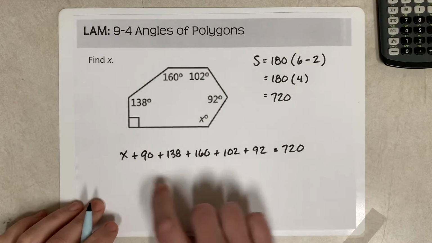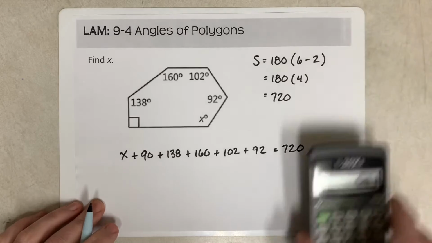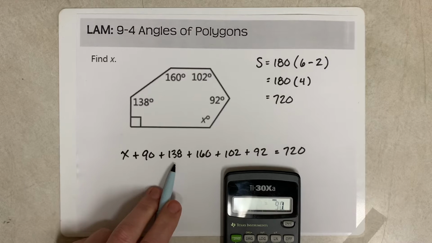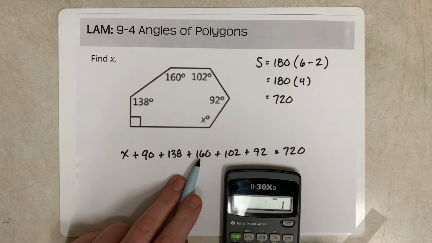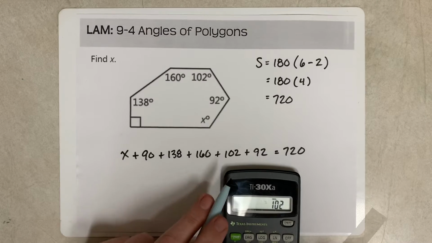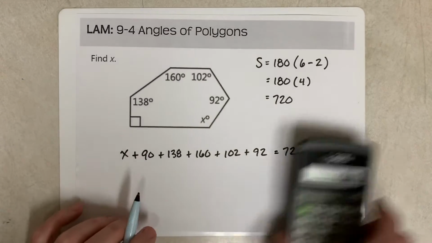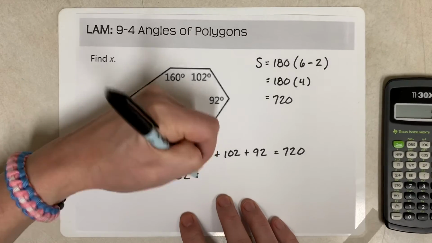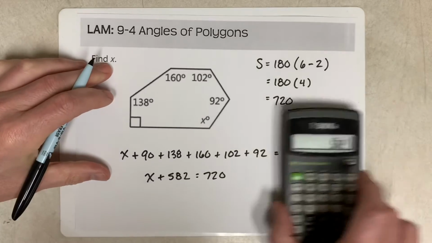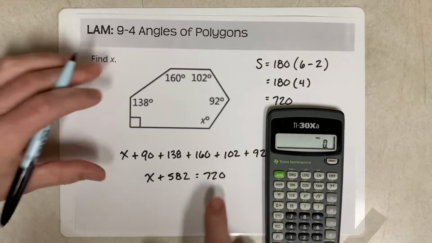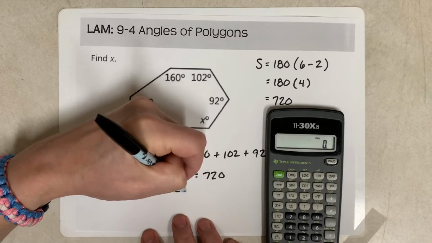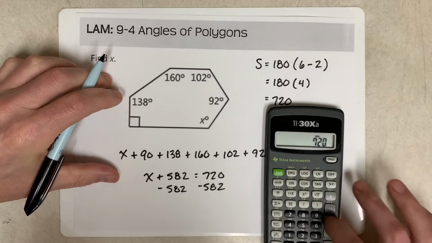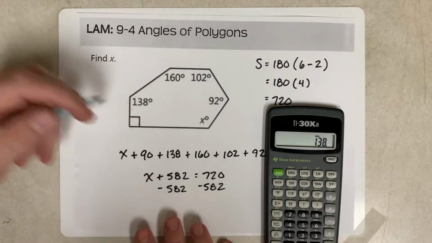So what I'm going to do now is take all of these angles and just add them all up. So I've got 90 plus 138 plus 160 plus 102 plus 92 equals 582. So x plus 582 equals 720. Okay, so we're going to now take 720, we're going to subtract 582 from both sides. So 720 minus 582, and we get 138.